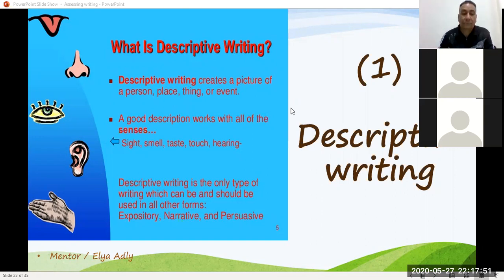All these things students could write about. Descriptive writing is the only type of writing which can be and should be used in all other forms: expository, narrative writing, and later on in our presentation, we will discuss each one of these kinds or types of writing. This is number one, descriptive writing.